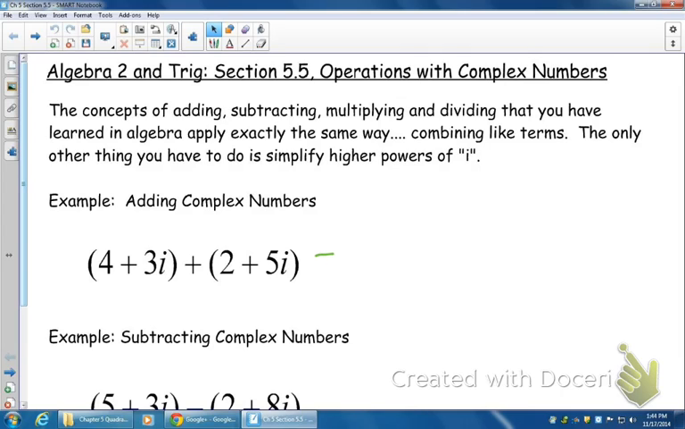So just look at the problem that you have. 4 plus 3i plus 2 plus 5i. So just combine your like terms. 4 plus 2 is 6. 3i plus 5i is 8i.